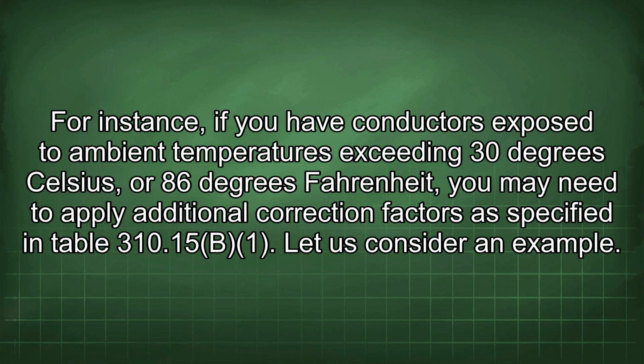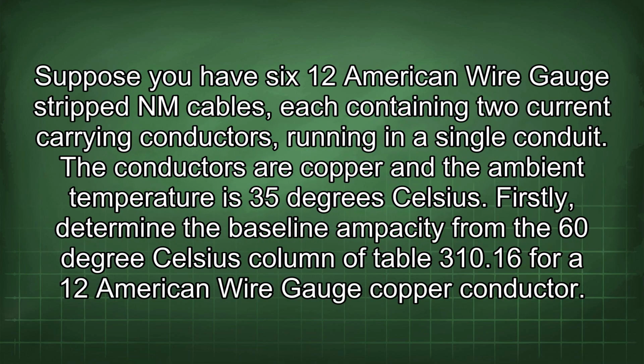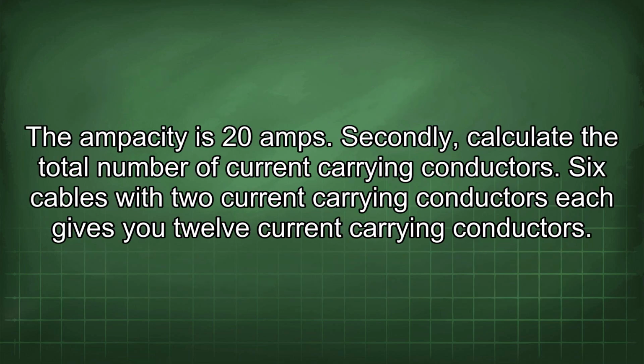Let us consider an example. Suppose you have 6 12 American wire gauge stripped NM cables, each containing 2 current-carrying conductors, running in a single conduit. The conductors are copper and the ambient temperature is 35°C. Firstly, determine the baseline ampacity from the 60°C column of Table 310.16 for a 12 American wire gauge copper conductor. The ampacity is 20 amps.